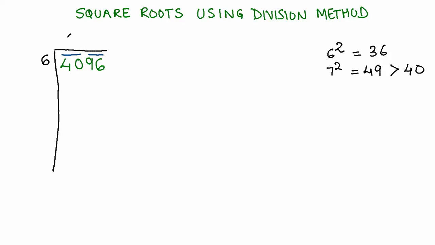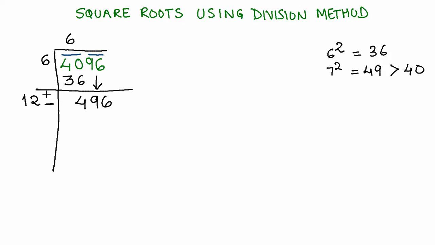Now 6 times 6 gives us 36. We write it down. Now we do the subtraction. So 40 minus 36 gives us 4, and then you also bring 96 down. So we have 496. Now the third step would be to double this 6. When we double 6, we get 12, and write down a blank position over here. So 12 times blank.